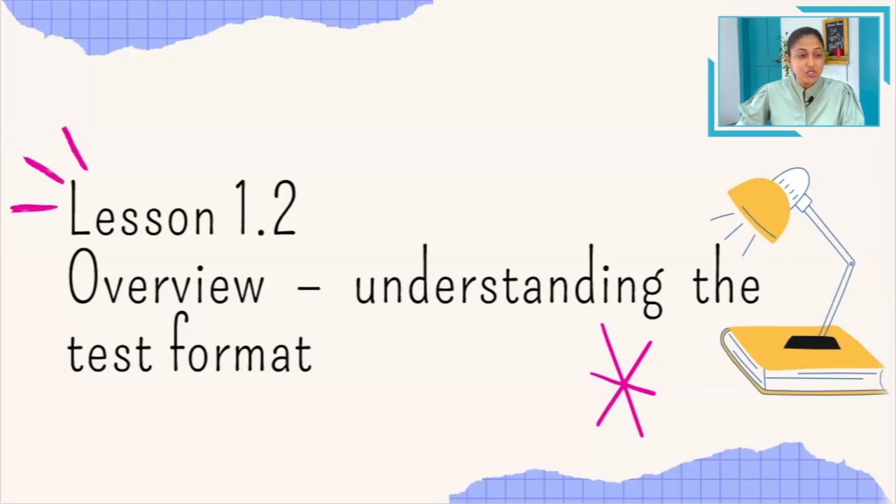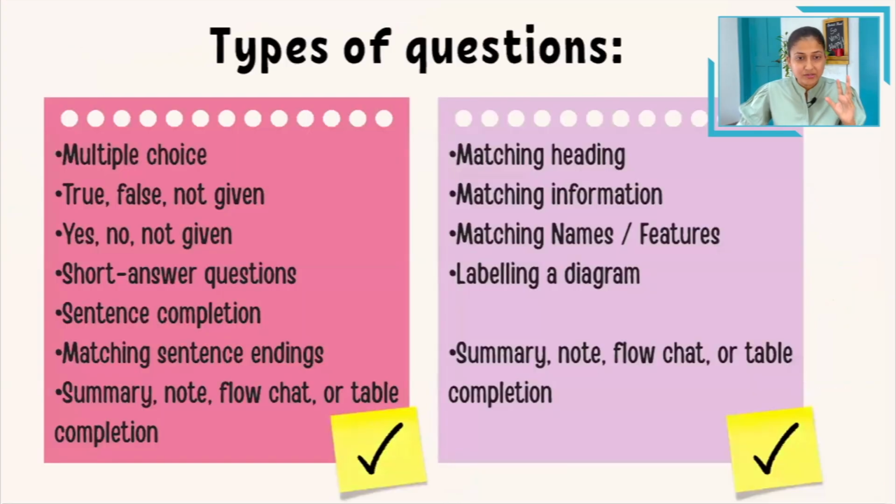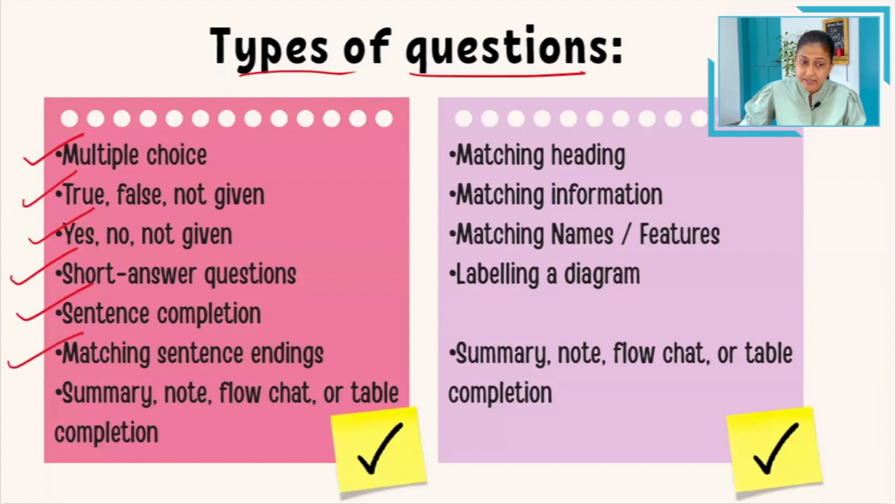Alright, so before we look at the samples of the question papers, we will first look at the different types of questions that you may get for your reading module. As you can see on your screen right now, there are different types of questions such as number 1, multiple choice questions, true, false, not given, yes, no, not given, short answer questions, sentence completion, matching the sentence endings. Then we have something called summary completion, note completion, flow chart completion or table completion.